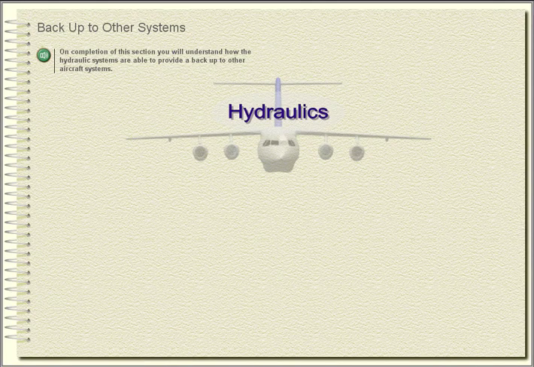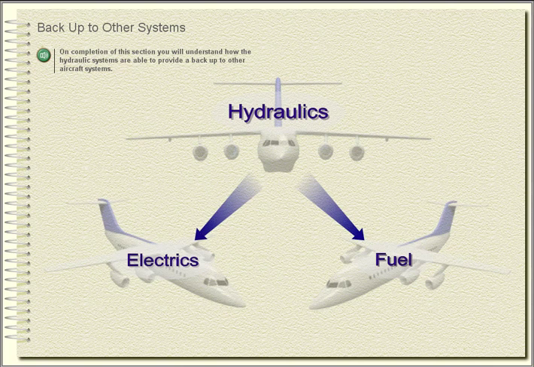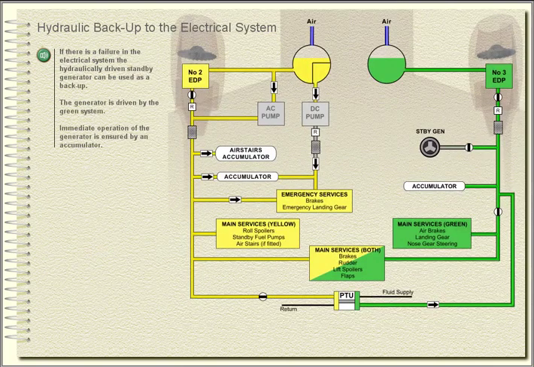Backup to other systems. On completion of this section, you will understand how the hydraulic systems are able to provide a backup to other aircraft systems. Hydraulic backup to the electrical system. If there is a failure in the electrical system, the hydraulically driven standby generator can be used as a backup.